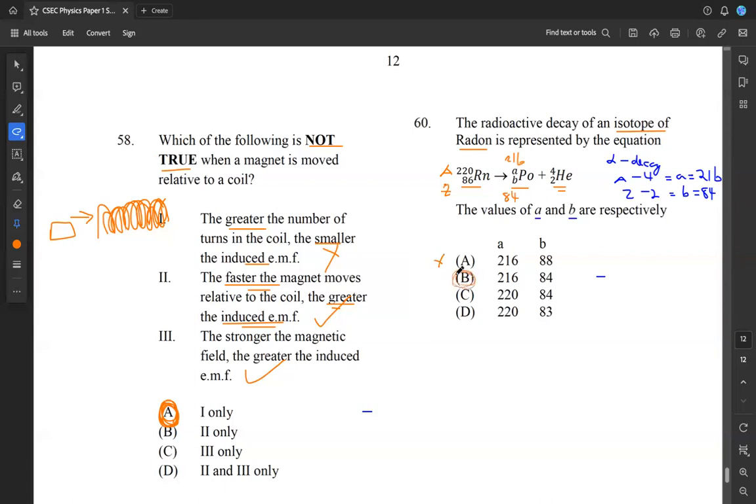So the key thing here to remember is that whenever a radioactive isotope emits an alpha particle, the mass number is going to decrease by 4 and the atomic number decreases by 2, okay? So that's it, guys. That was everything here on this paper.